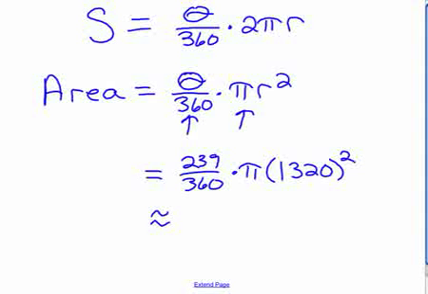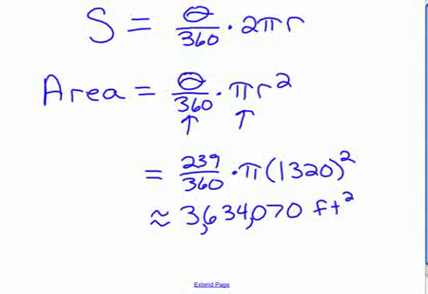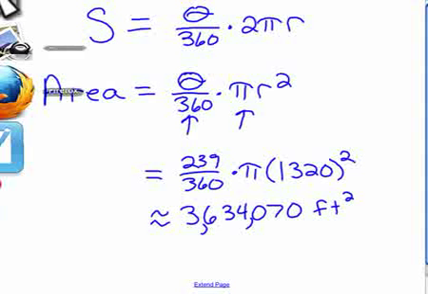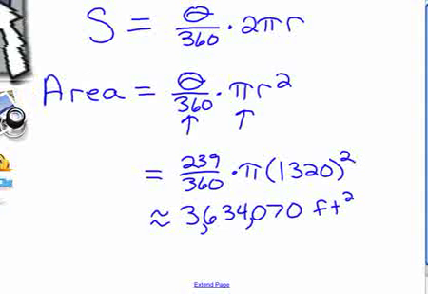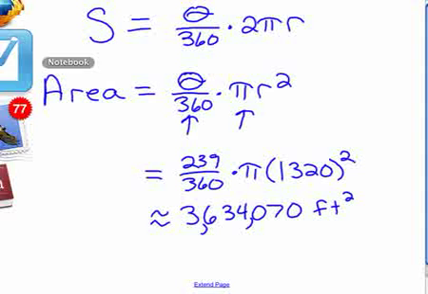Times pi times, and again I'm using the pi key on my calculator, so depending on your calculator it's going to be different. Yeah, it's close. So this is feet squared. So that field is 3,634,070 square feet. If we were going to have to tile a floor, we'd have to buy 3 million tiles. I suppose this is comparable to the size of a big building like the Pentagon or something like that.